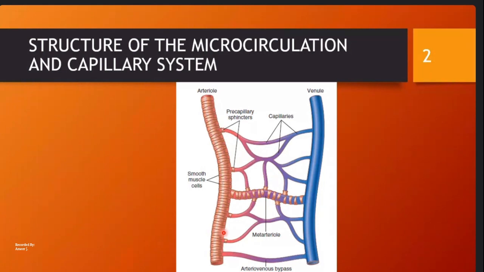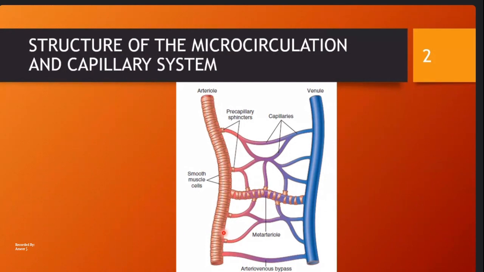Muscle enables the arteriole to contract and decrease the arteriolar diameter, and it is also able to relax and increase the diameter and therefore increase the blood flow.